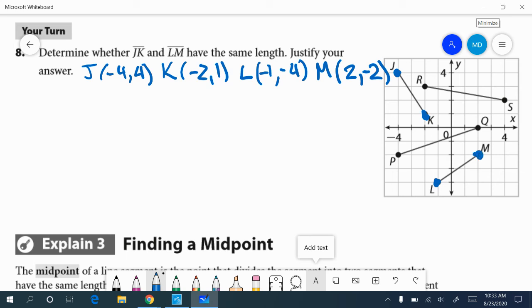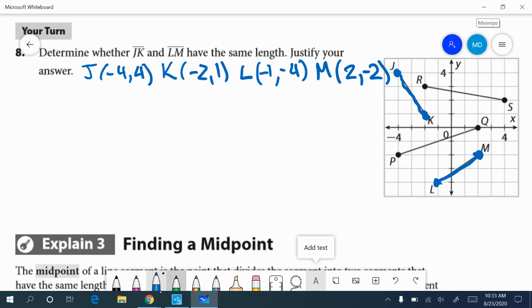So we want to figure out if these two segments, JK and LM, have the same length. And we have to show this mathematically. We can't just look at it and say, yeah, they're about the same. We got to prove it. All right, and we're going to use the distance formula to do that.